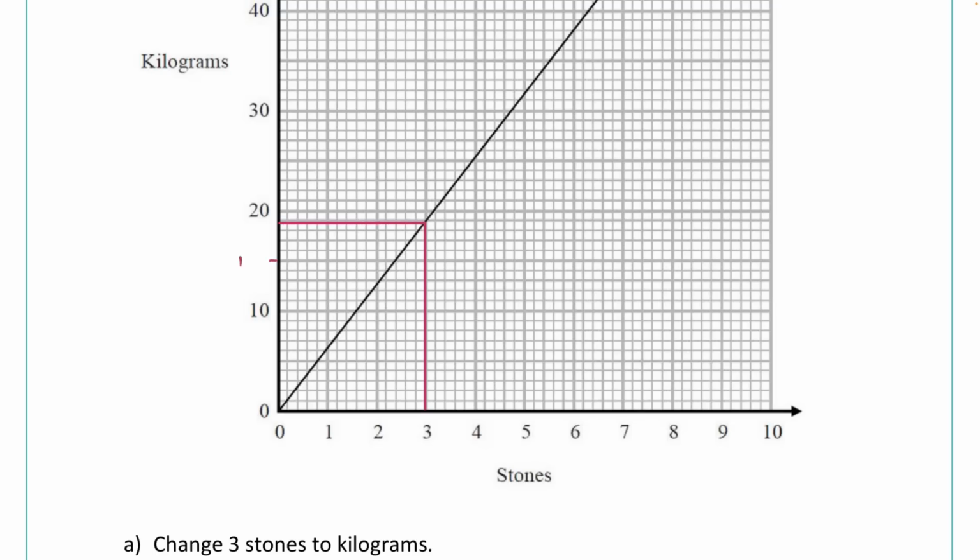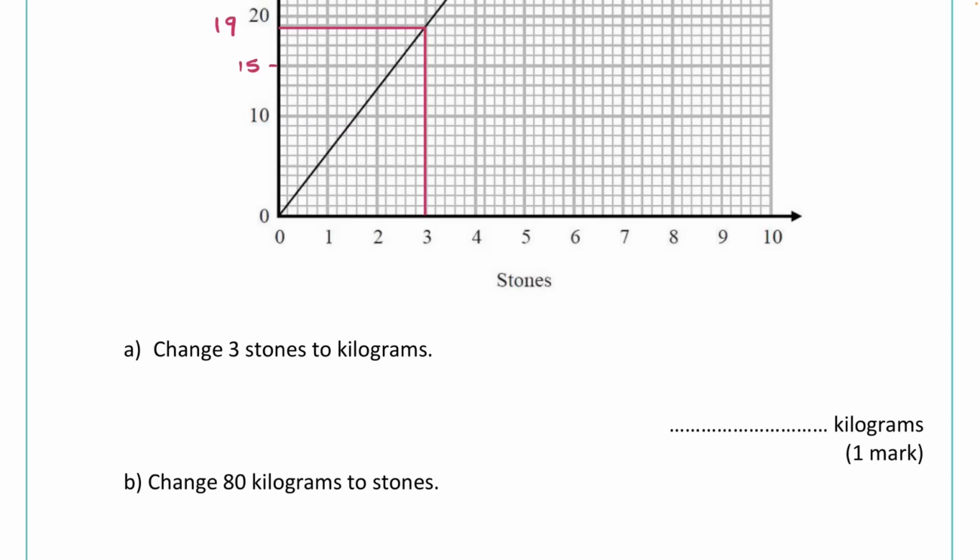So in the middle there is 15. So every square going up is equal to 1. So that is going to be 19 kilograms. So there we go, our final answer for part A is 19 kilograms.